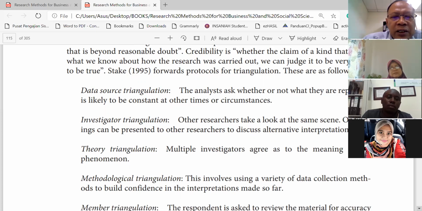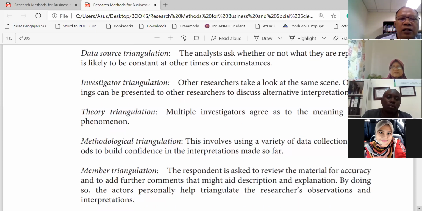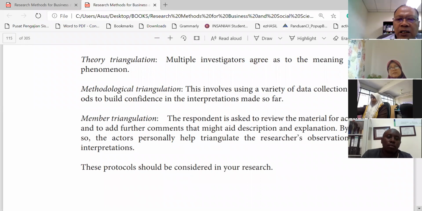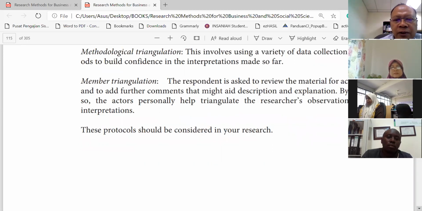And theory triangulation: multiple investigators or researchers agree as to the meaning of the phenomena being observed. Methodological triangulation: this involves using a variety of data collection methods to build confidence in the interpretations made. And member triangulation: the respondent is asked to review the material for accuracy and to add further comments that might aid description and explanation. By doing so, the actors or the respondents personally help triangulate the researcher's observations and interpretations. So these protocols should be considered in your research. Okay.